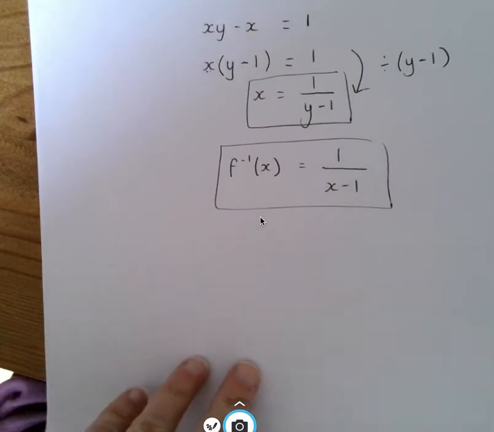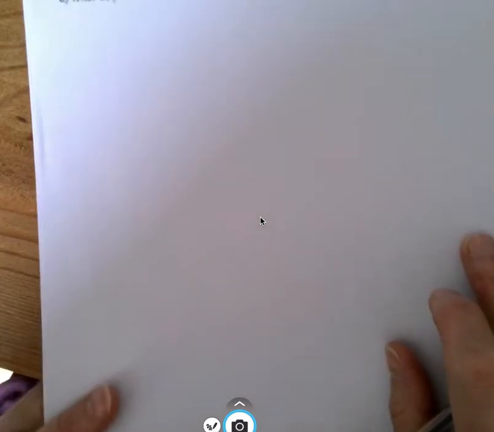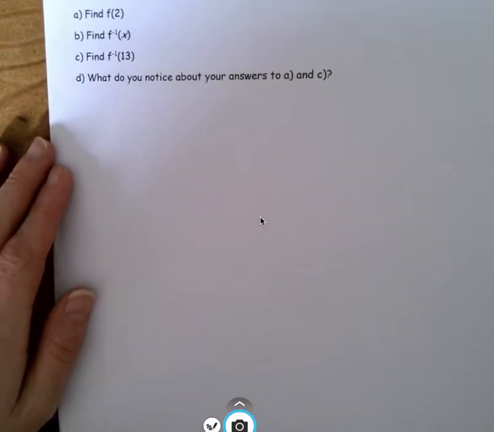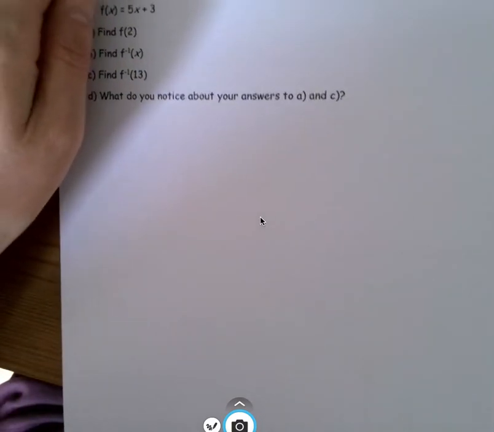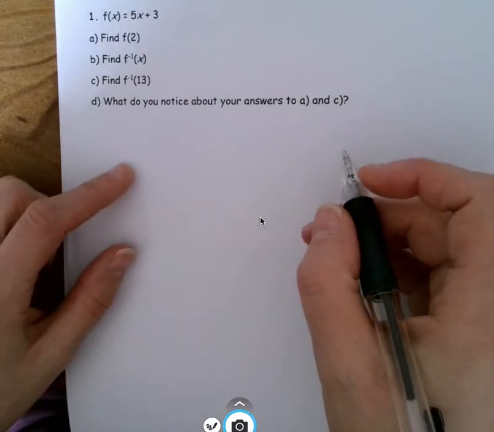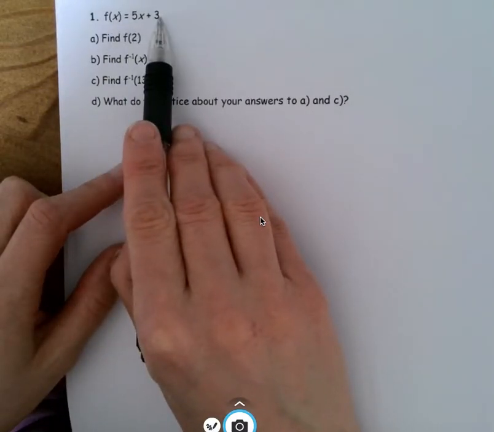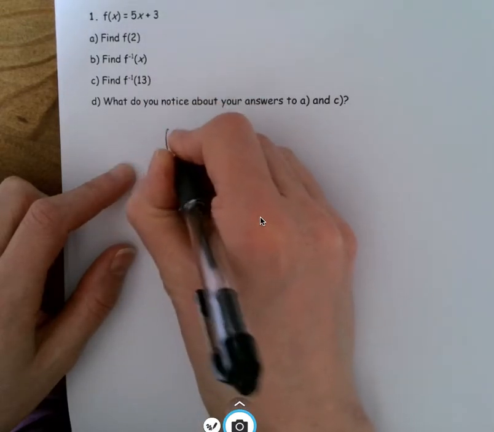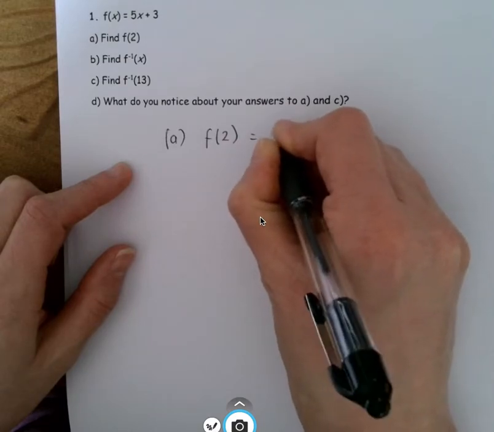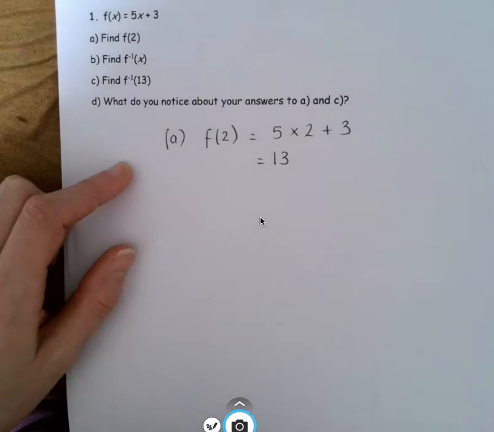Okay. One more question that I'm just going to go through with you is this one on the next page. Okay, so a couple of bits of this you can probably do most of on your own. I just want to point something out about the inverse function. So if we look at this one, we've got f of x is equal to 5x plus 3. First thing, dead easy, it says, what's f of 2? So we replace x with 2. So we've got 5 times 2 plus 3. So f of 2 is 13.